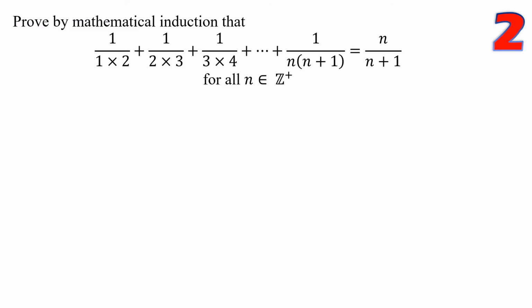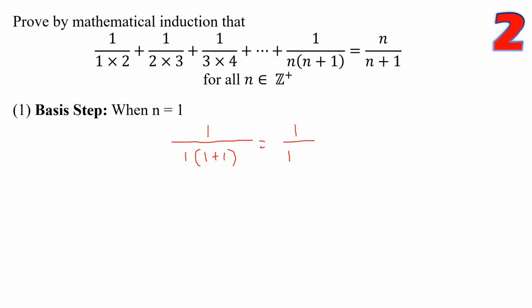Let us begin with the basis step when n is equal to 1. Hence, we have on the left hand side 1 over 1 times 1 plus 1. That is 1 over 2, which is 1 half. On the right hand side, we have 1 over 1 plus 1, that is 1 half. Hence, the statement is true when n is equal to 1.